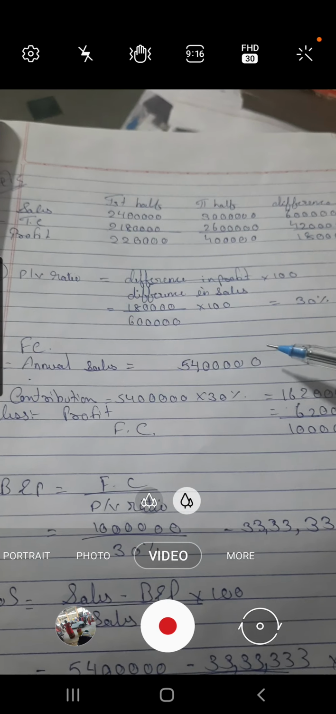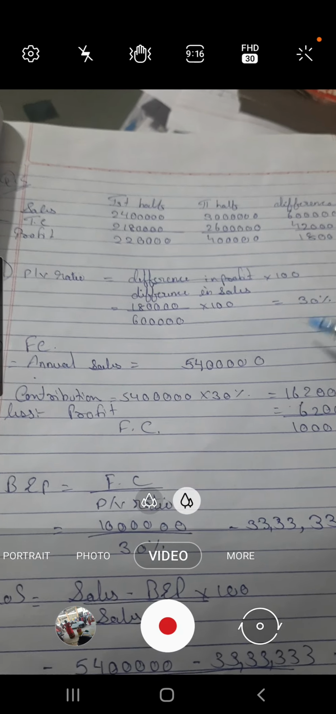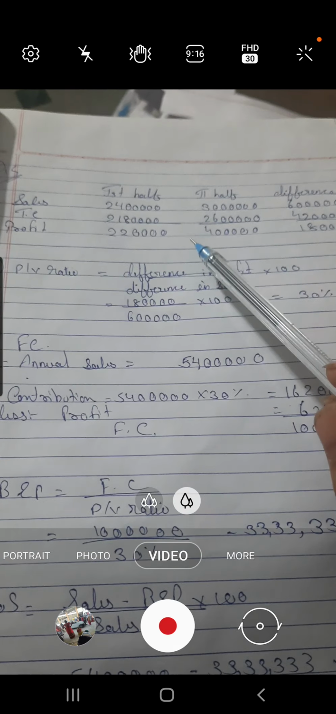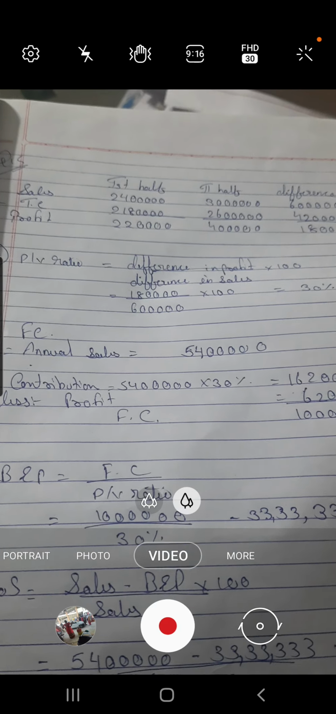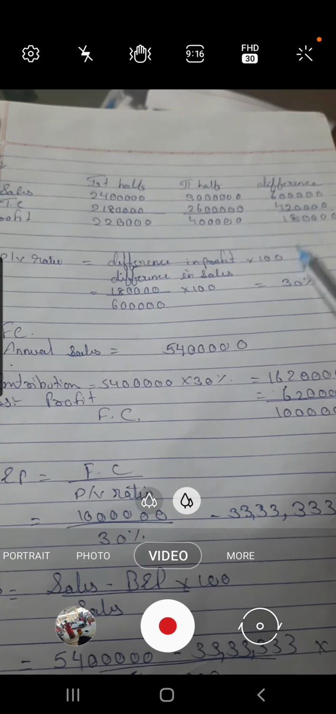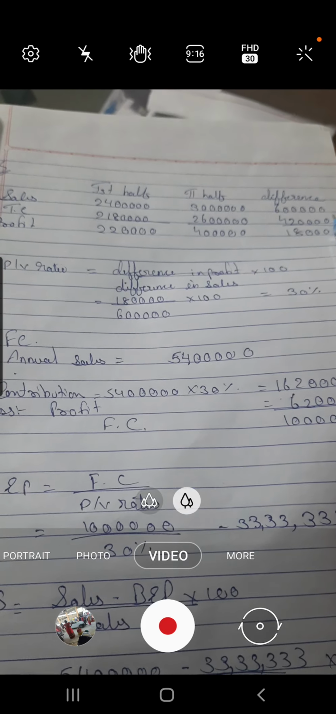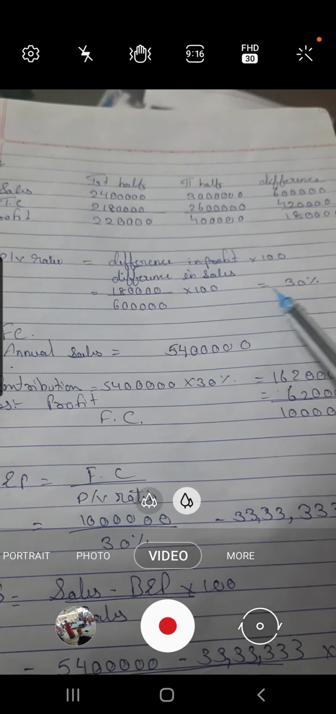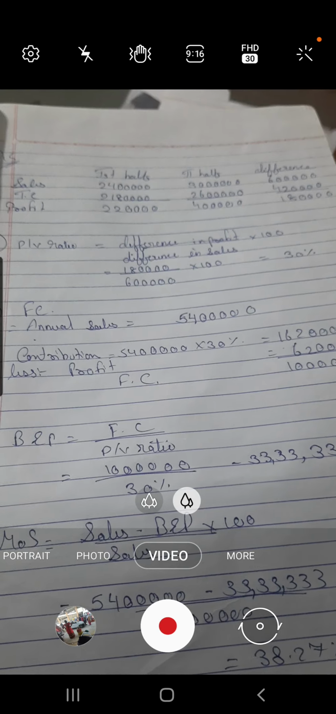First of all, we have to find out the contribution to sales ratio, which is also known as PV ratio. We know the formula for PV ratio based on this information can be difference in profit and difference in sales. Difference in profit is 1 lakh 80,000 and difference in sales is 6 lakh. So 1 lakh 80,000 divided by 6 lakh into 100 will give 30% as the answer for PV ratio.